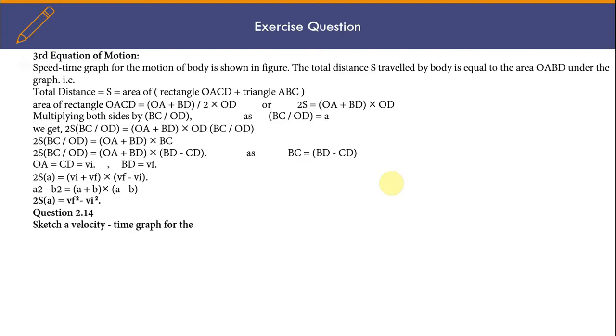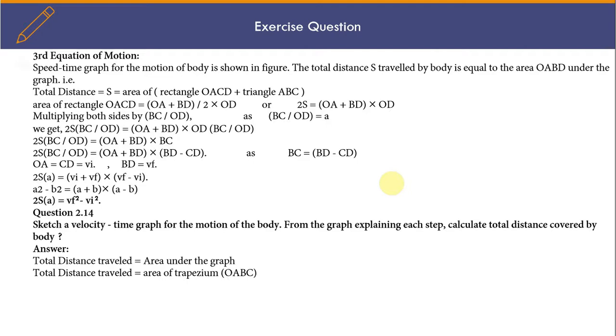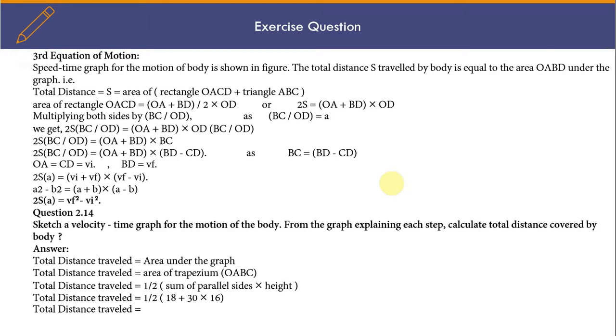Question 2.14: Sketch a velocity-time graph for the motion of a body. From the graph, explaining each step, calculate total distance covered by the body. Total distance traveled is equal to the area under the graph. Total distance traveled is equal to the area of trapezium OABC. Total distance traveled is equal to 1/2 sum of parallel sides multiplied by height. Total distance traveled is equal to 1/2 into (18 plus 30) multiplied by 16. And we get total distance equal to 384 meters.